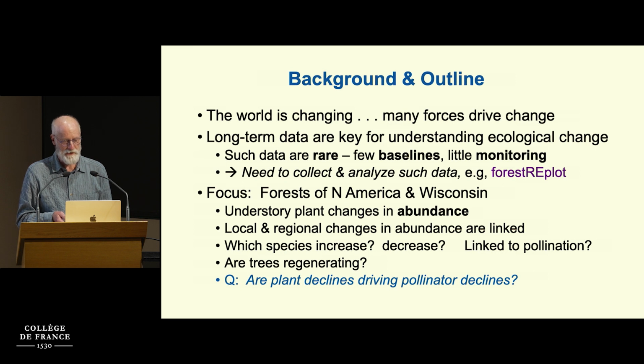I will focus, as I said, on the forests of North America, and in particular my home state of Wisconsin and the upper Midwest above Chicago. I will focus also on changes in abundance, and I'll define that in a moment. These are some of the points I will make. I want to talk not only about understory forest herbs, but also about the regeneration of forest trees, which is changing radically in eastern North America right now. And ultimately, I want to return to this question of are plants responding to declining pollinators, or are pollinators responding to declining plants, or perhaps both?